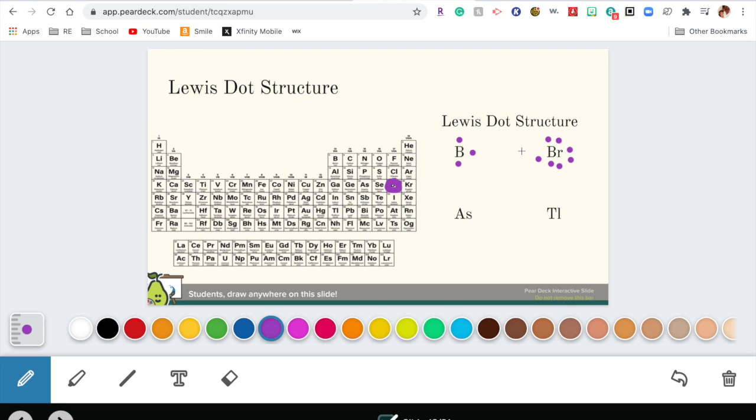Okay. Now I have arsenic. Arsenic, I'm going to count 1, 2, 3, 4, 5. Arsenic is in the 5th row, so I'm going to start here. 1, 2, 3, 4, 5. Okay. And now they have TL, and that one you're going to be able to do by yourself.